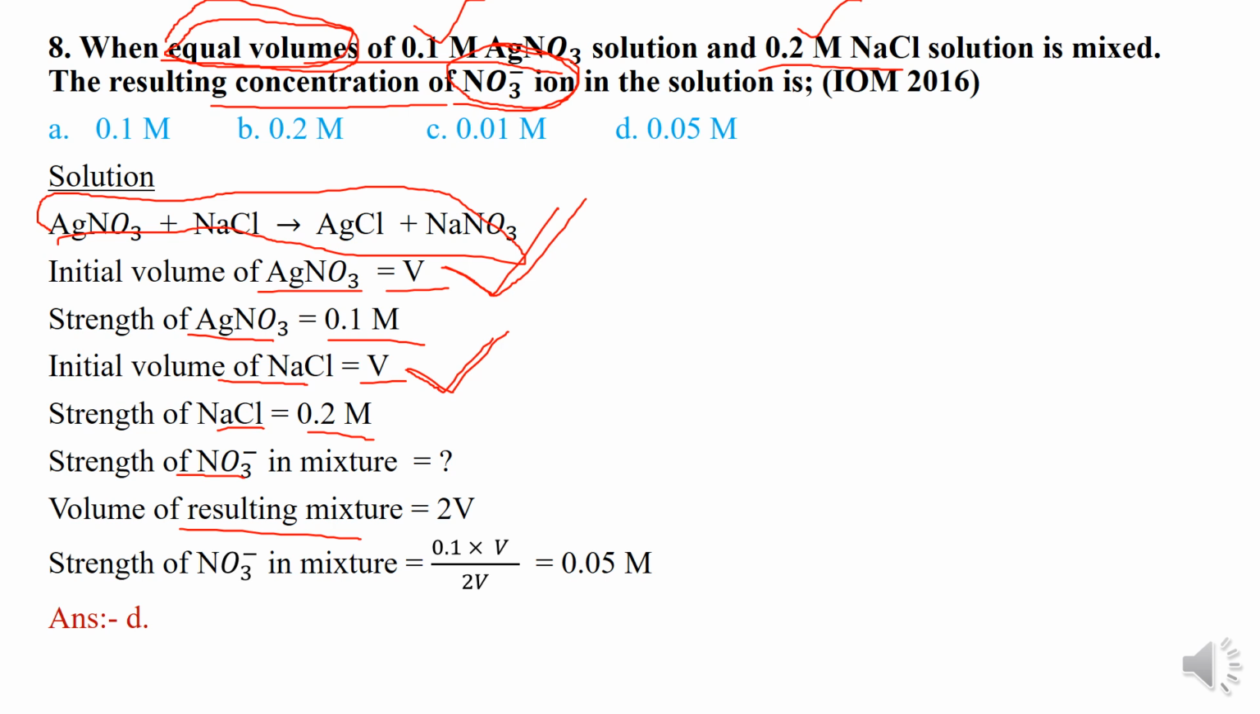Then the strength of nitrate ion will be 0.1, right? Remember, nitrate ion will be furnished by silver nitrate only, because sodium chloride does not furnish the nitrate ion. The question clearly mentioned the calculation of concentration of nitrate ion. So 0.1 times B, B is the volume of silver nitrate, divided by 2B, the total volume of the mixture. Then answer will be 0.05 molarity. Very important question.